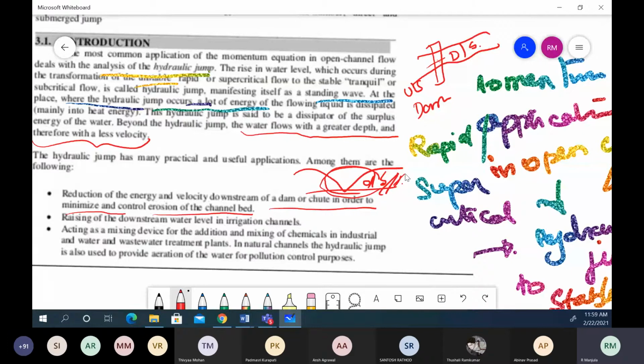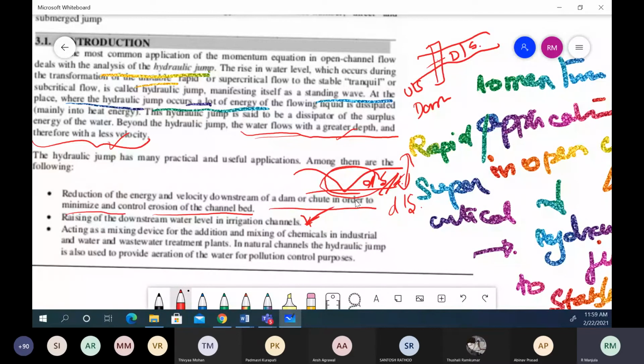Another application is raising the downstream water level in the irrigation channel. On the downstream side, you can increase the depth. The outcome is that the water flows with a greater depth and lesser velocity, so downstream you get higher depth. That is the raising of water level in irrigation channels.